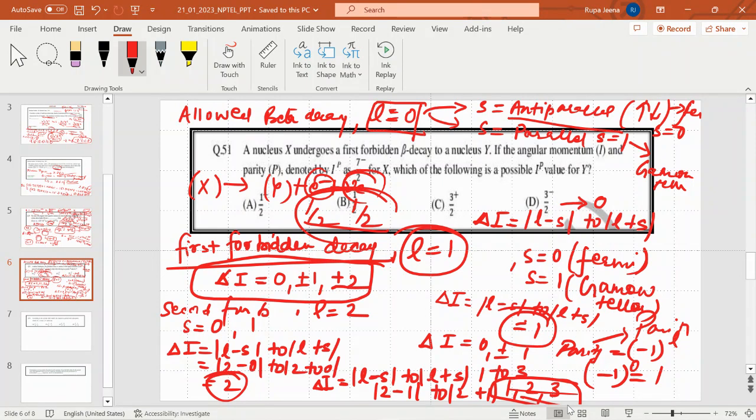Clear? See, from beta decay, one question will definitely come. Either it will come in the form of match the following. You will be given some decays that are going on, and you will be asked to find out the probability that this decay will be going through which process: either first forbidden, second forbidden, third forbidden, or allowed. See, from beta decay, every year they are asking one question, sometimes for 1 mark, or sometimes for 2 marks. So you should know the concept of it.